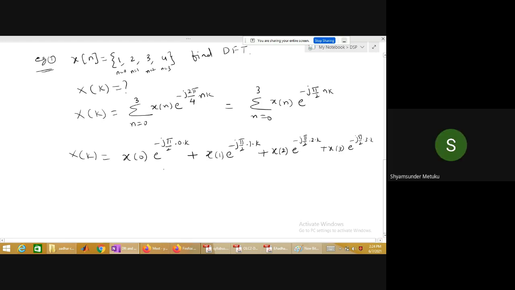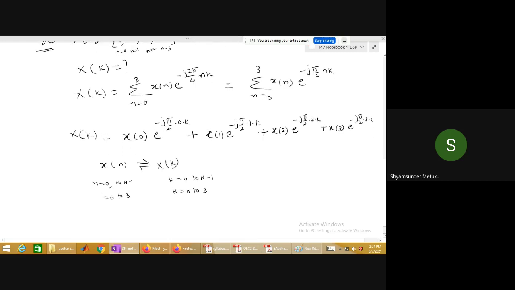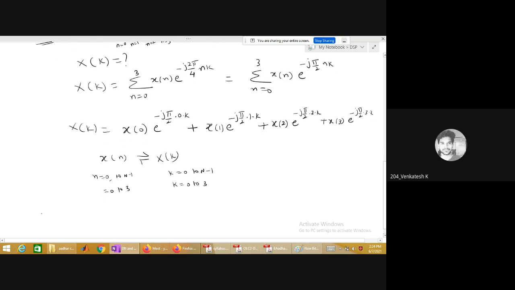Now, one thing you must remember: whenever I write x of n, its DFT is x of k. Generally, if n varies from 0 to 3, or 0 to capital N minus 1, k also varies from 0 to N minus 1. This is how we follow it, 99% of the time. In our given example, n varies from 0 to 3, so k should also vary from 0 to 3. So the above equation must be evaluated 4 times.